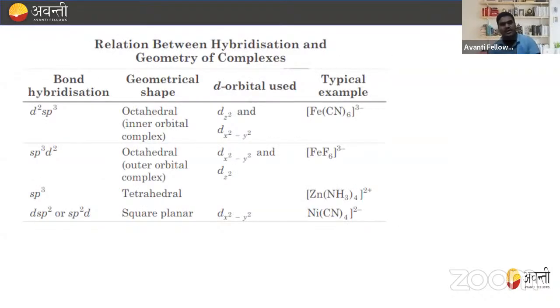So if the coordination number is 6, we have two cases: either we have d2sp3 or sp3d2 hybridization. Similarly, in the case of coordination number 4, we have two different hybridizations, either sp3 or dsp2. Okay, so let's see.